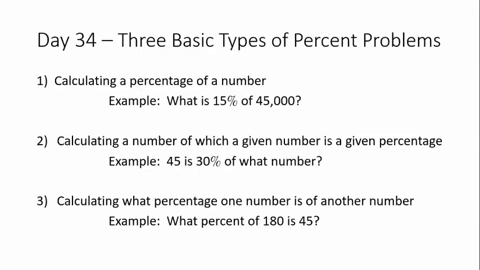We now want to look at the types of percent problems that you might see in exercises. There are really three basic types. Let's look at these. Calculating a percentage of a number. An example would be, what is 15% of 45,000? You might need to calculate a number of which a given number is a given percentage. For example, 45 is 30% of what number? And the third type, calculating what percentage one number is of another number. In the example here, what percent of 180 is 45?